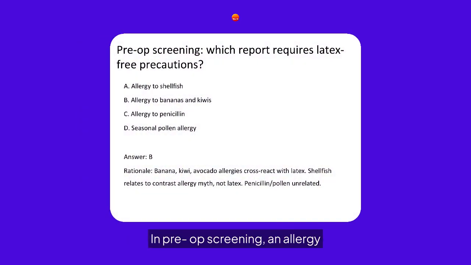In pre-op screening, an allergy to bananas and kiwis requires latex-free precautions. These allergies cross-react with latex, unlike shellfish, penicillin, or pollen, which are unrelated to latex sensitivity.